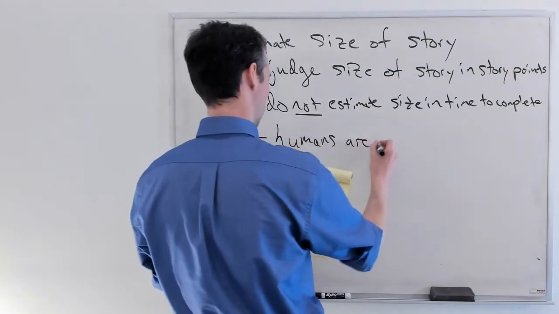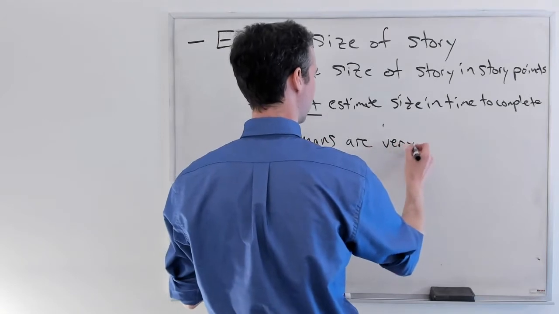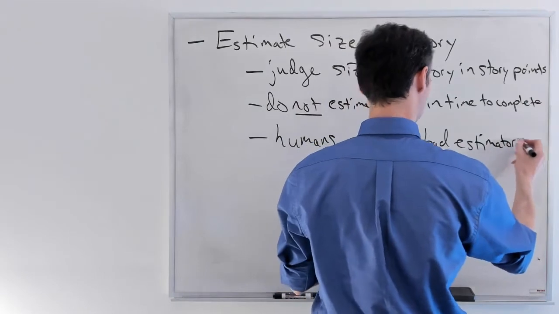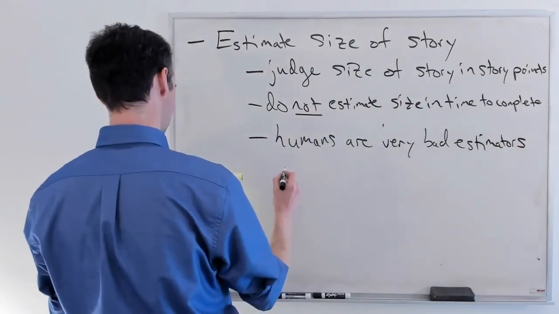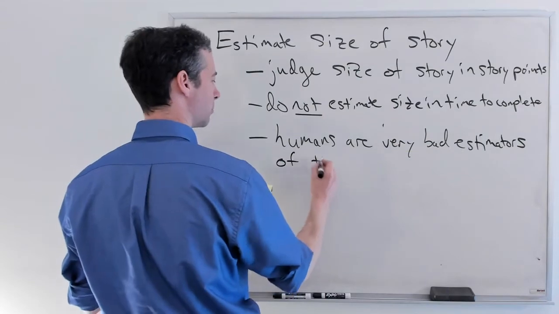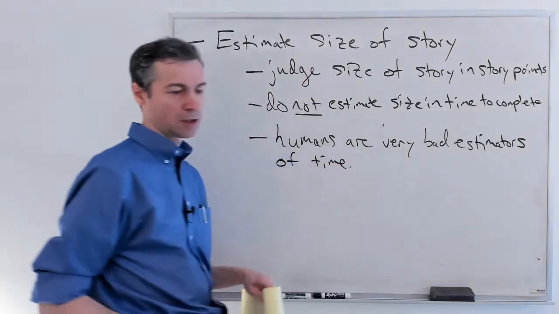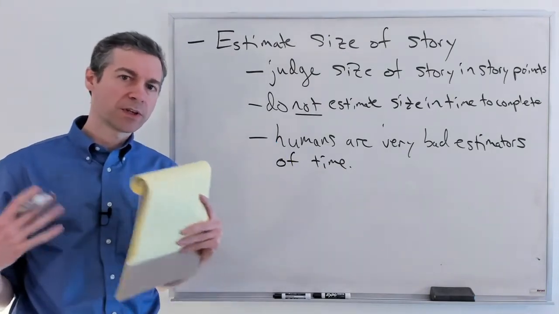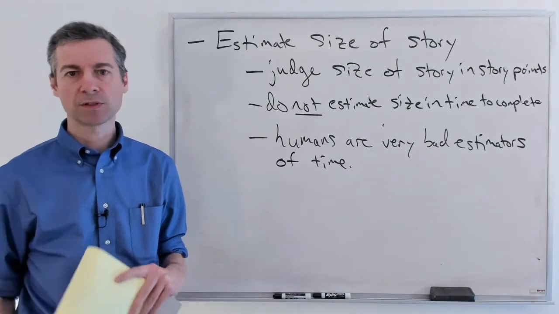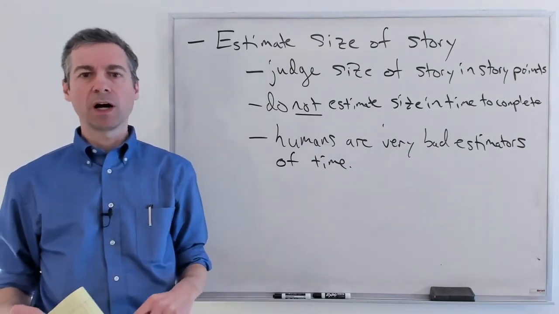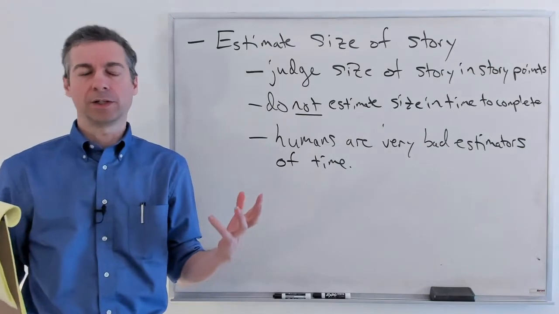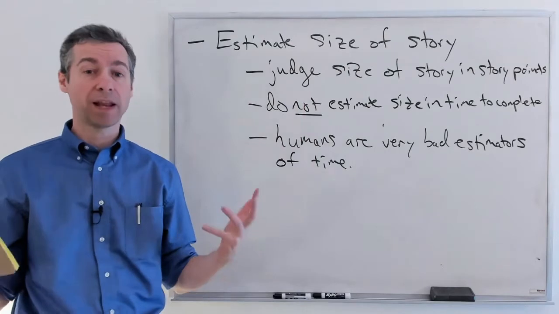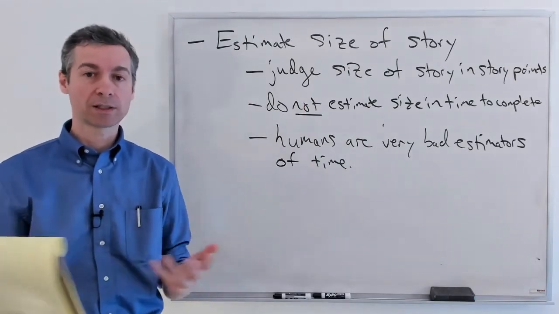Humans are very bad estimators of time. So you ask someone how long is it going to take? What they're unable to factor in are all the other things that happen in their life. The interruptions, the call from the significant other, eating lunch. They forget about all these things that happen. And they do impact our ability to get things done.